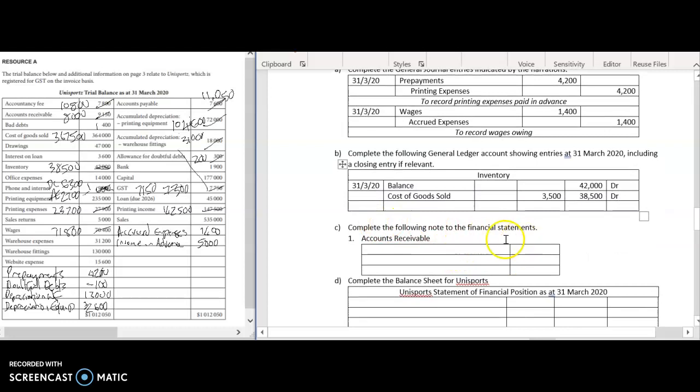Accounts receivable, this is the notes to the financial statements. So the notes to the balance sheet. We've got accounts receivable, and so we just need to take the information out of here. So we start off pretty simple, the first part. We had 8,000 there. And then, do you remember what we take off?